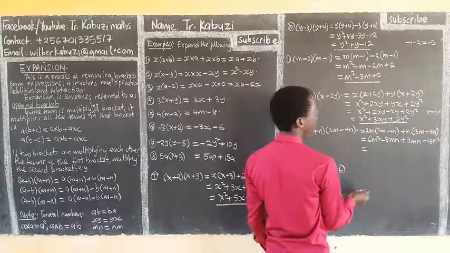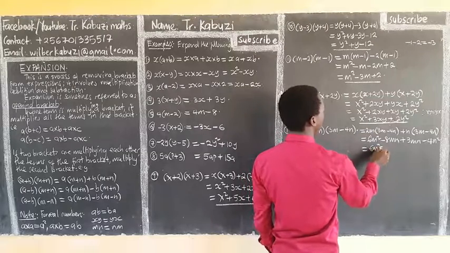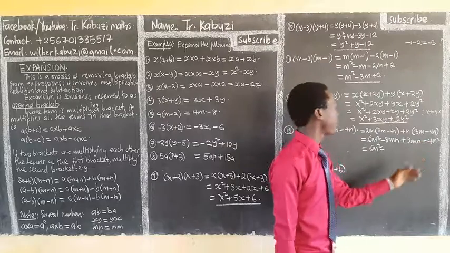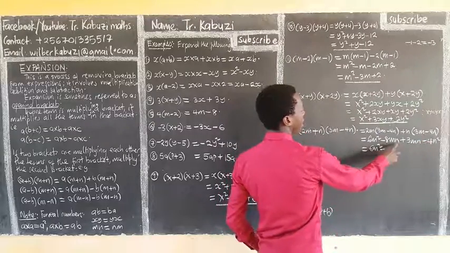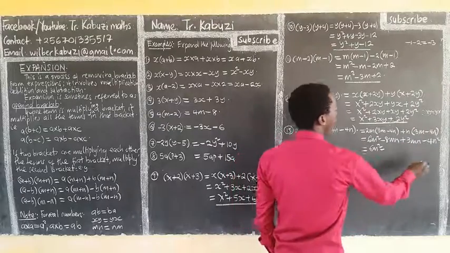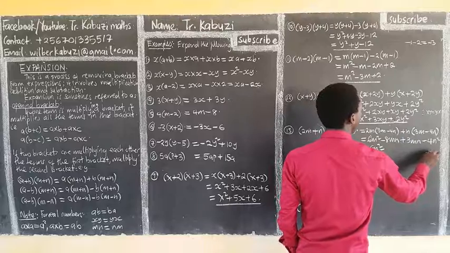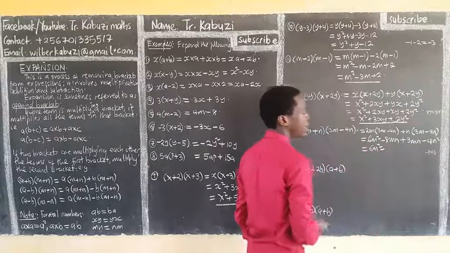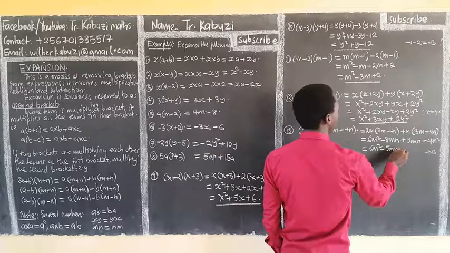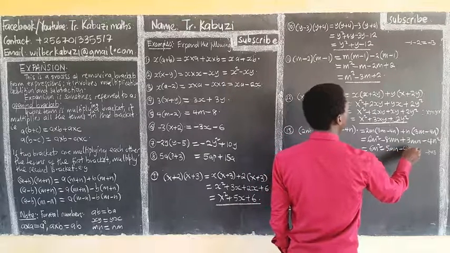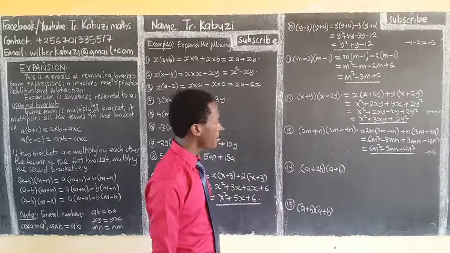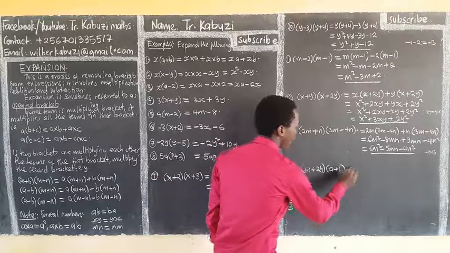So this will be 6m squared. Why am I doing this? Because we say mn is the same as nm. So now you have negative 8mn plus 3mn. In simple terms here, you have negative 8 plus 3. What do you get? Negative 5. So we have 6m squared minus 5mn minus 4n squared. And therefore we simplify that.